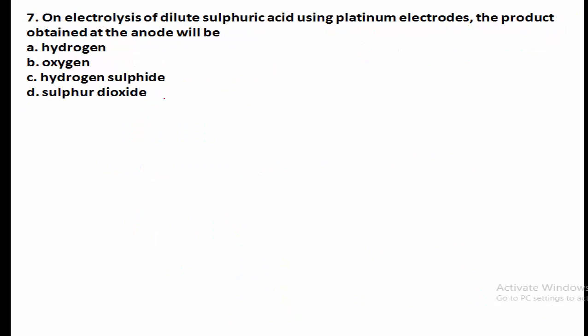Then the seventh one: on electrolysis of dilute sulfuric acid using platinum electrodes, the product obtained at the anode will be. So here, electrolysis of dilute sulfuric acid using platinum electrodes, what type of reaction will take place at the anode? This can be represented as 2OH minus gives H2O plus half O2. So which one is liberated here? Oxygen is obtained. And hence, option B is the right answer.